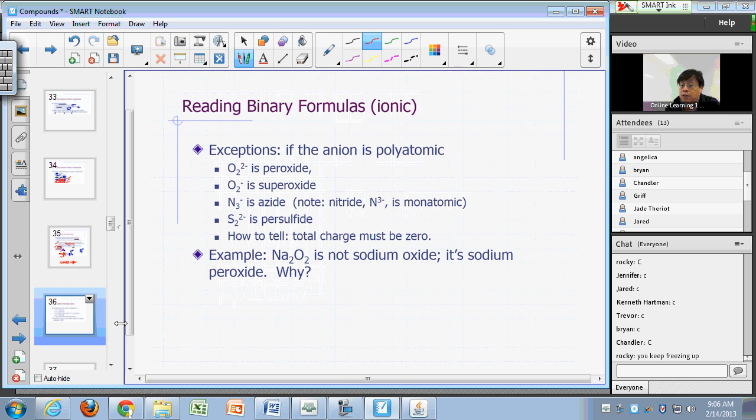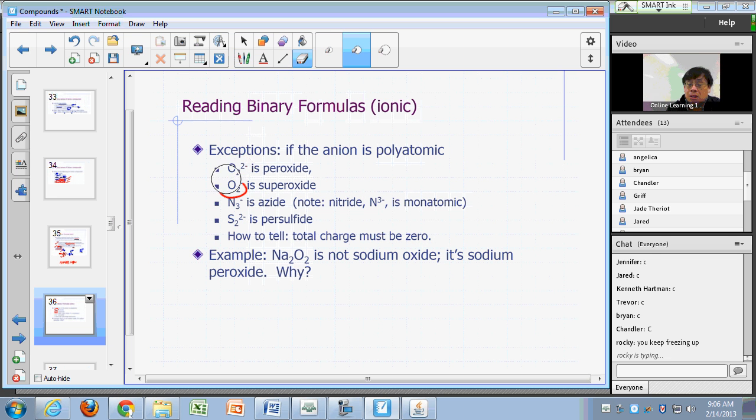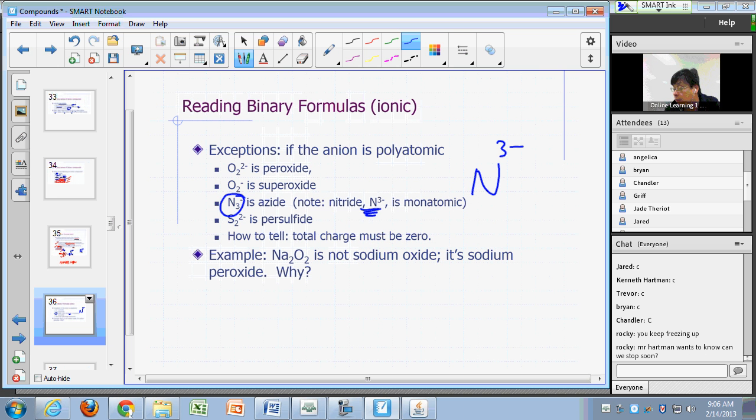Okay, there's a few exceptions you need to be alert to. Okay, there's a polyatomic ion called peroxide, which is 2 oxygens with a -2 charge. Superoxide is 2 oxygens with a -1 charge. Okay, 3 nitrogens with a -1 charge is called azide ion. Don't confuse this with nitride, which is monatomic, nitrogen with a -3.